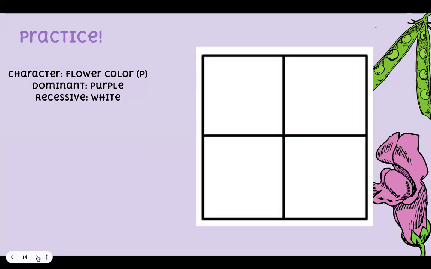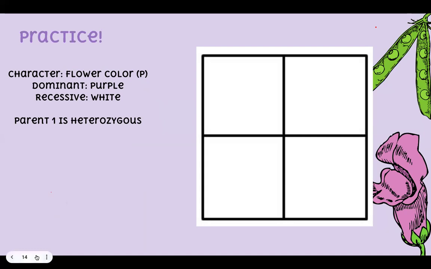When told to solve a Punnett square, you will be given a character, and sometimes you're given a letter. Sometimes you have to come up with a letter on your own. And in that case, it doesn't really matter what the letter is. And you would need to know some information, like what is the dominant trait and what is the recessive trait. So in this case, it's flower color. We'll use the letter P. Dominant is purple, recessive is white.